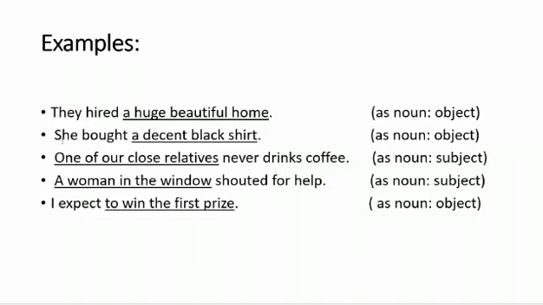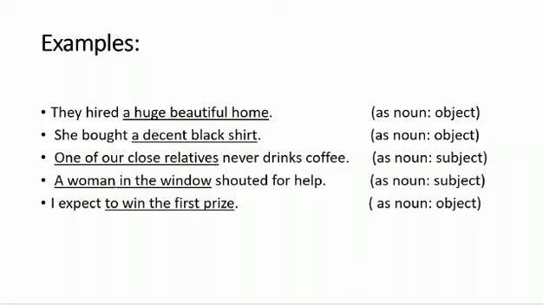Now look at example number two. She bought a decent black shirt. She bought what? A decent black shirt. A decent black shirt is acting as a noun phrase. Moreover, it is object of the verb bought. Now look at example number three. One of our close relatives never drinks coffee. If you look at this sentence, you see that a noun phrase is acting as subject in this sentence. It is subject of the verb drinks.